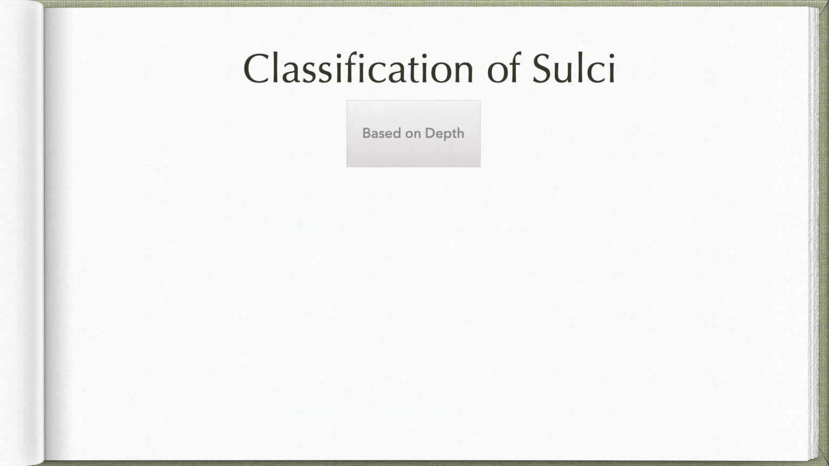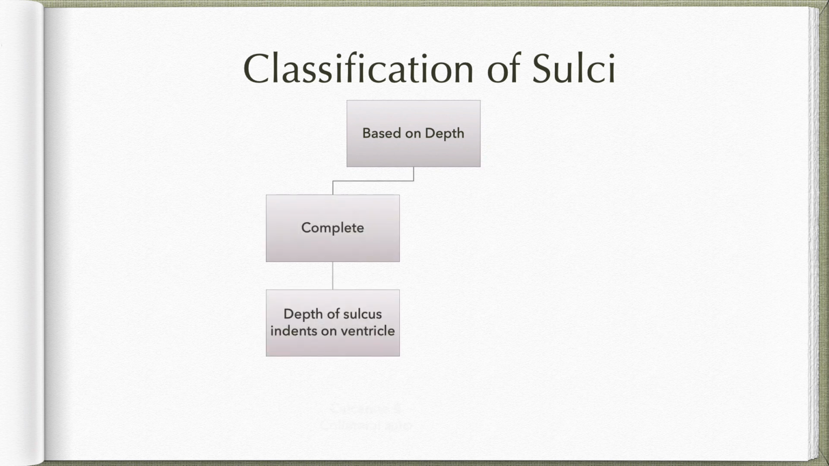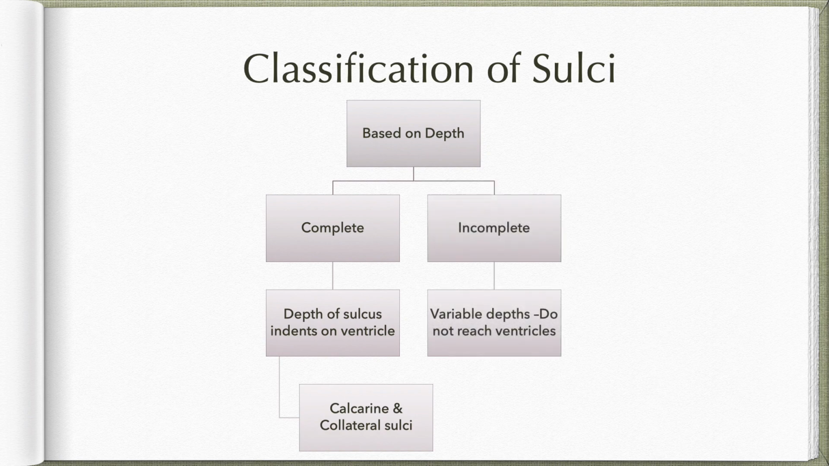Sulci can also be classified based upon their depth. They are classified as complete sulci when they reach all the way to the depth of the ventricles, wherein they even indent on the surface of the ventricle. Two classical examples are the calcarine sulcus, which forms the calcar avis in the posterior limb of the lateral ventricle, and the collateral sulcus, which forms the collateral trigone in the floor of the lateral ventricle at the junction between the central part, inferior limb and the posterior limb. Now all other sulci are called incomplete sulci because they have variable depths and none of them reach the surface of the ventricles.